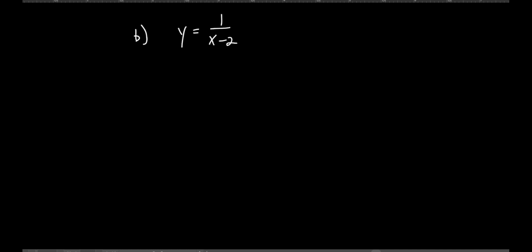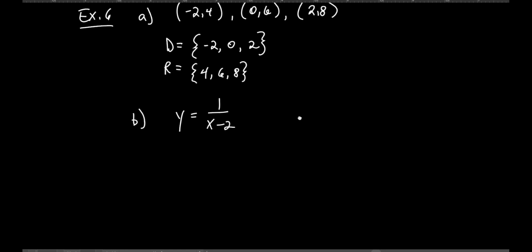What's the only x value that does not exist on this graph? A 2. That's right. All right, so now let's take a look at this equation.